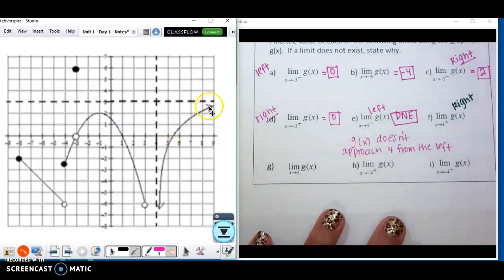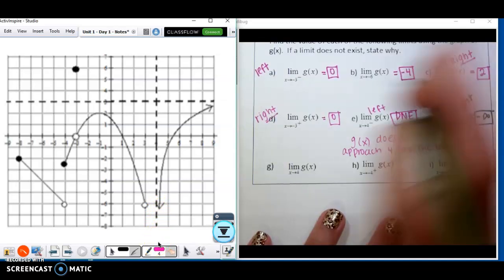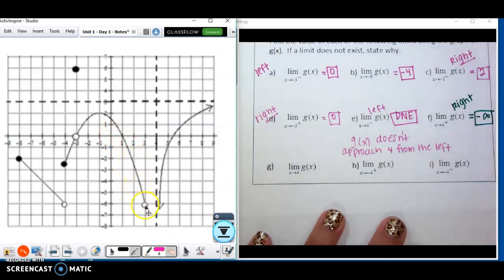Alright, for F, it says the limit as x approaches 4, but this time we're from the right. Okay, so 4 from the right. Alright, now this has an arrow. It does keep going. So the y values as you approach 4 are getting smaller and smaller and smaller. So this one approaches -infinity. So I want to make sure you can see the difference between these two graphs. This graph stops, so it's not technically getting closer to 4. This graph keeps going forever, and as it gets closer to 4, the y values get smaller.